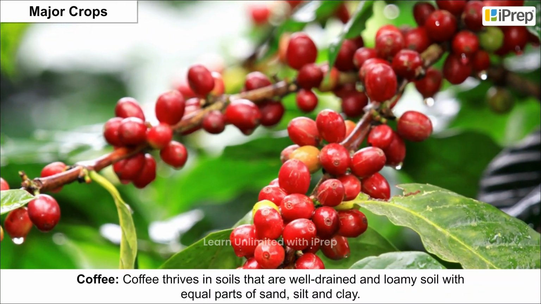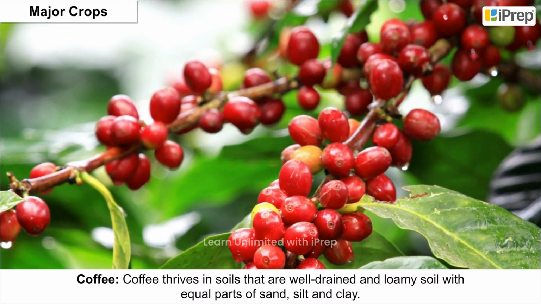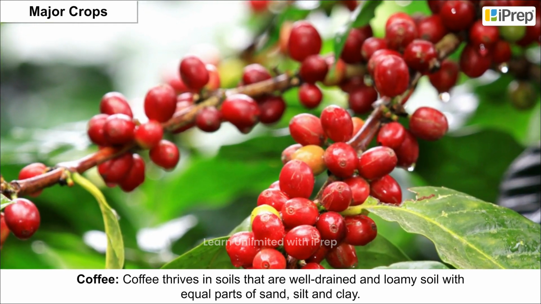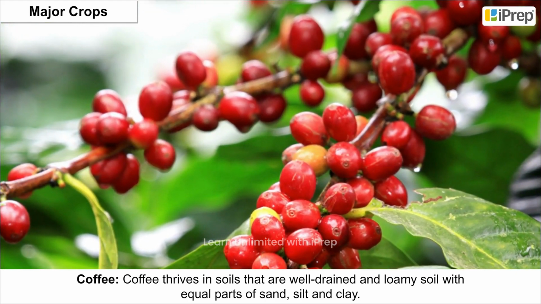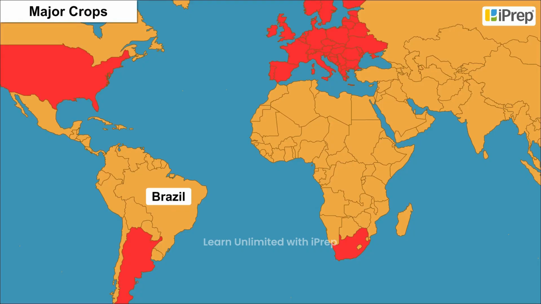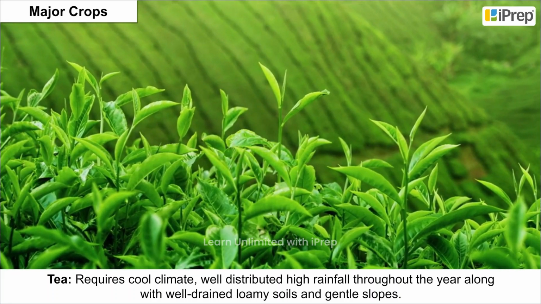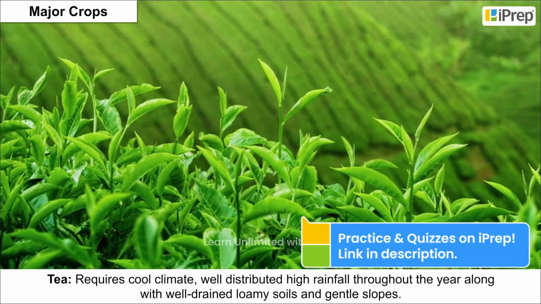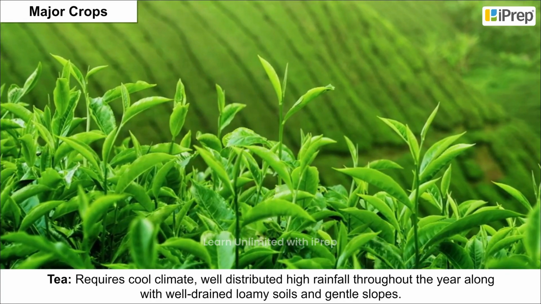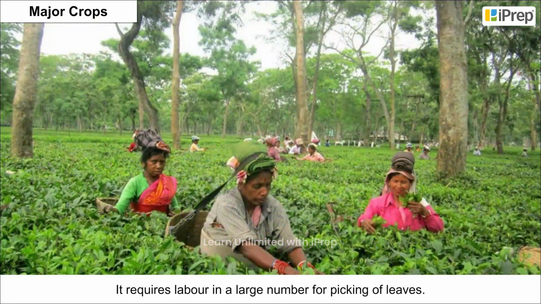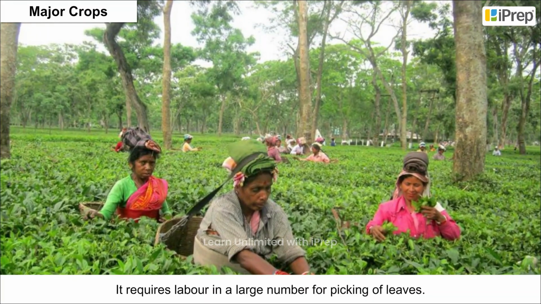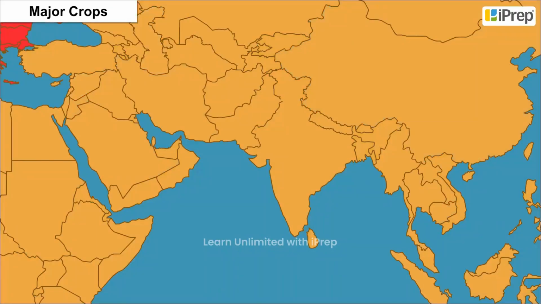Coffee. Coffee thrives in soils that are well-drained and loamy soil with equal parts of sand, silt and clay. Brazil is the leading producer, followed by Colombia and India. Tea requires cool climate, well-distributed high rainfall throughout the year, along with well-drained loamy soils and gentle slopes. It requires labor in a large number for picking of leaves. Example: India, China and Sri Lanka are best producers of tea.